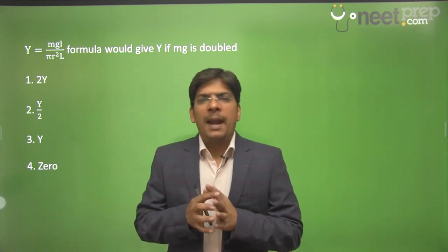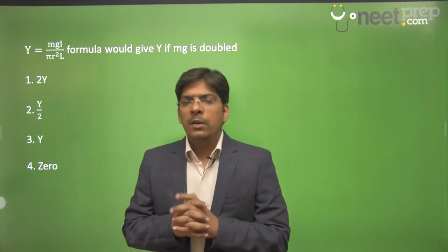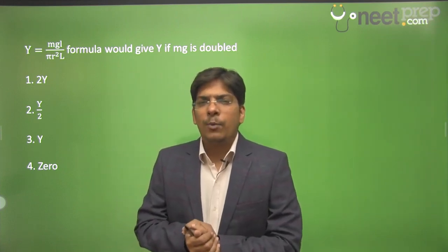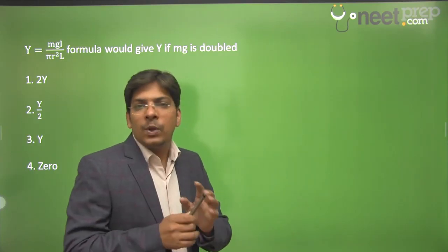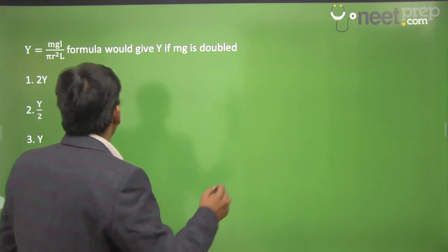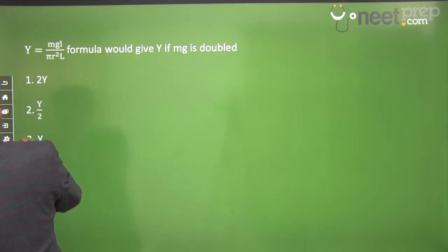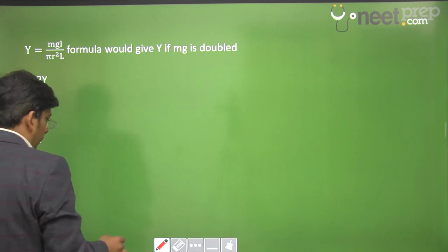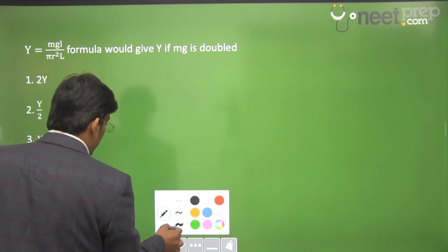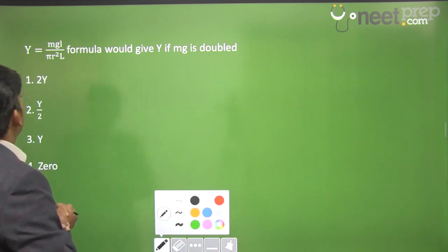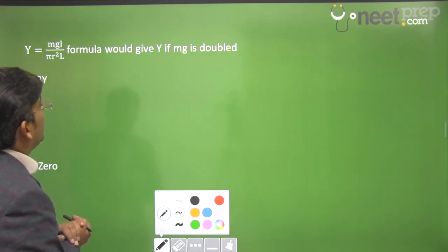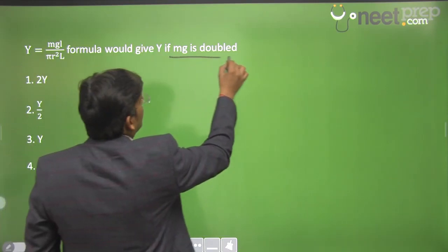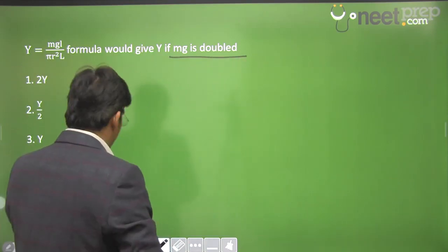Dear students, let us practice some questions based on mechanical properties of solids, right? It is actually an easy question. You will find these questions to be very easy. So, Young's modulus is mgL divided by pi r square into capital L. If mg is doubled, what would be the value of Young's modulus of elasticity?